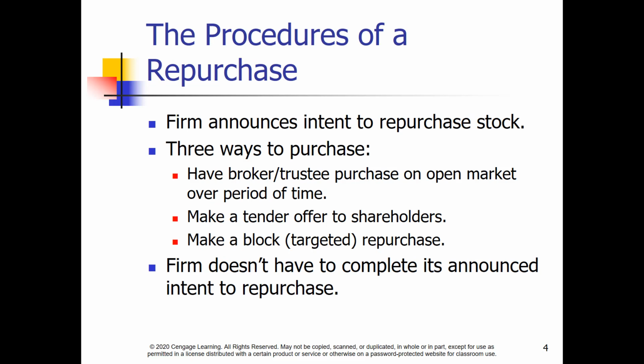Firms publicly announce their intention to repurchase their stock. There are three ways the repurchase can work. A trustee can be appointed to make purchases in the open market up to a specific dollar amount. The firm can make a public tender offer, asking shareholders to tender their stock at a specific price. The firm can make a targeted repurchase of shares from a specific stockholder to eliminate him, greenmail. The firm is under no obligation to carry through with an announced repurchase.